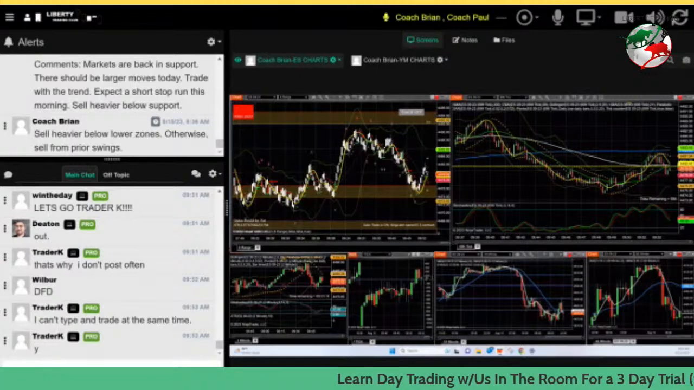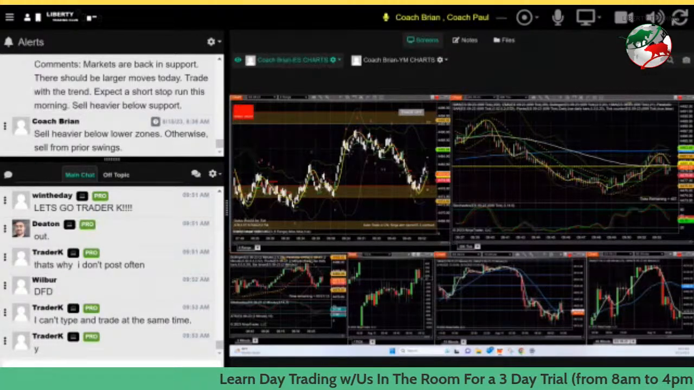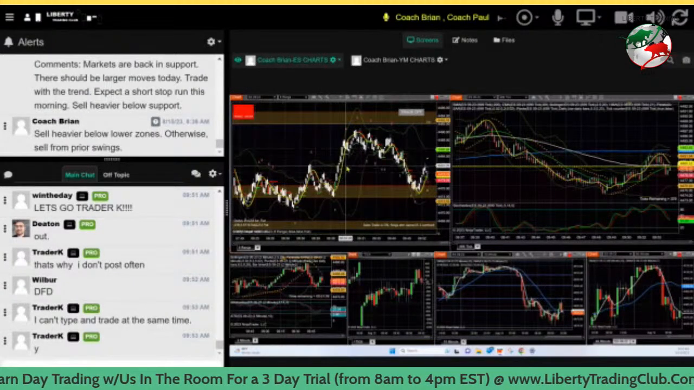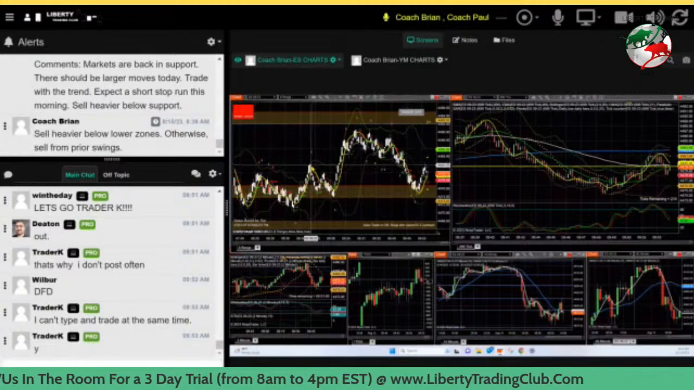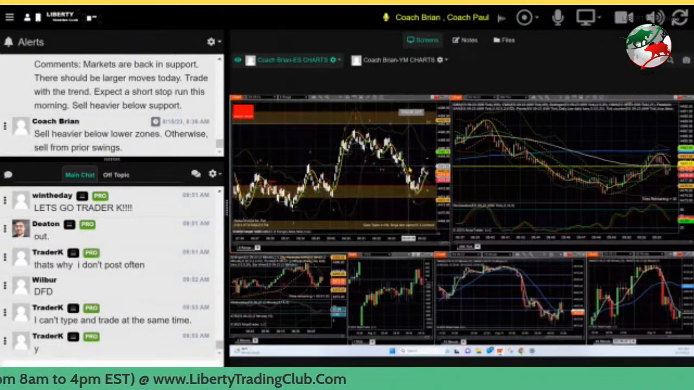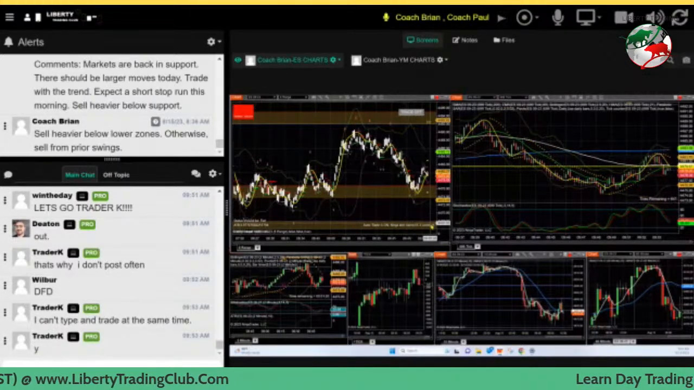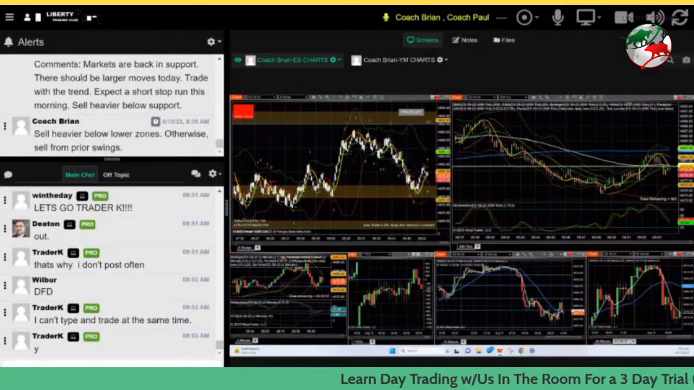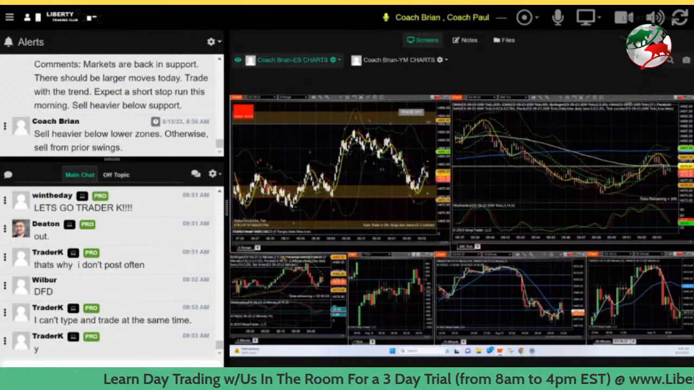I am not quite ready to do it. Now, you always want to be looking back at these prior swings, right? Prior swings will give you some good indication that the market wants to move from there. Still battling that support zone, both the YM and the ES, battling that support zone.